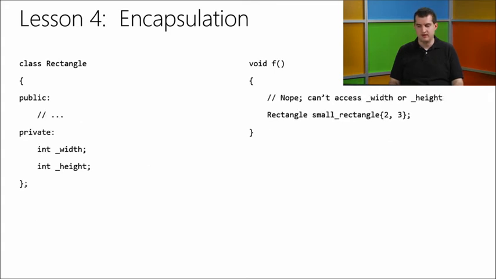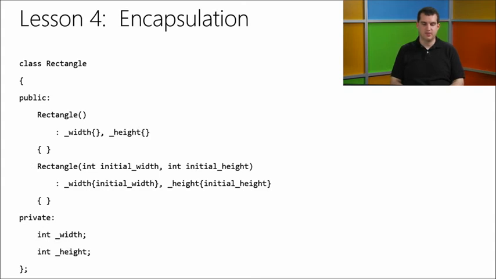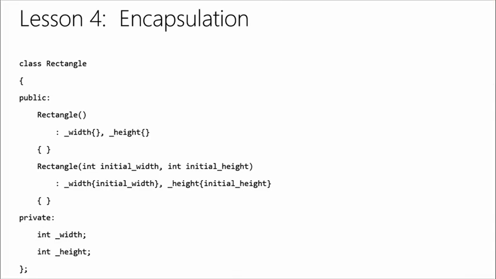And the way we do that is using constructors. So here, for example, I've written two constructors for the rectangle class, and I've gotten rid of the get functions just for brevity. So you can see here we have two constructors. We have one that default initializes the rectangle to have a width and height of 0. Then we have one that takes a width and a height and initializes the width and height with those.